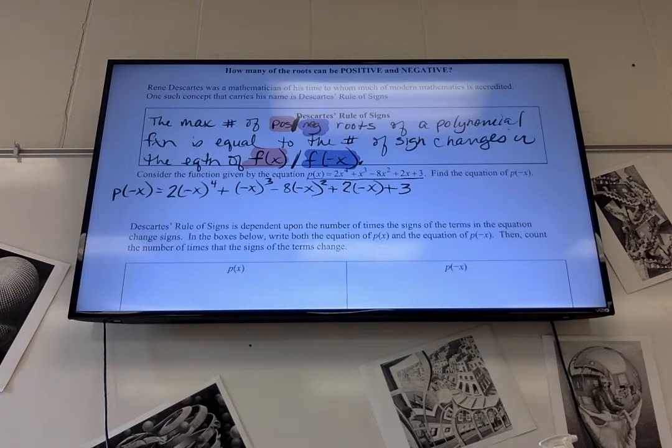Okay, so even exponent is going to be positive. So this is positive 2x to the fourth. Odd exponent is going to be negative, so it's negative x cubed. Even is going to be positive, so it's positive x squared, but there's a negative in front of it already. So that's negative times positive, so it's negative 8x squared. Negative times positive, that's negative 2x. And then we just bring down plus 3.